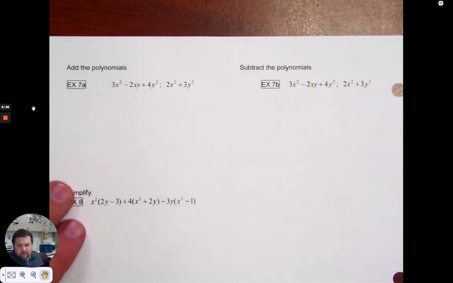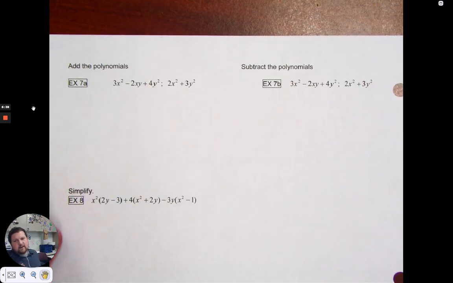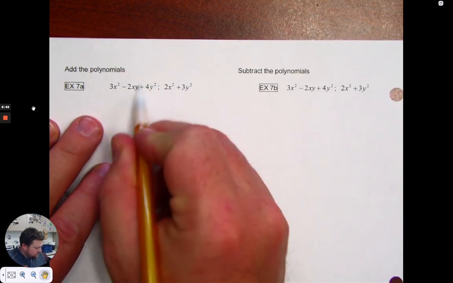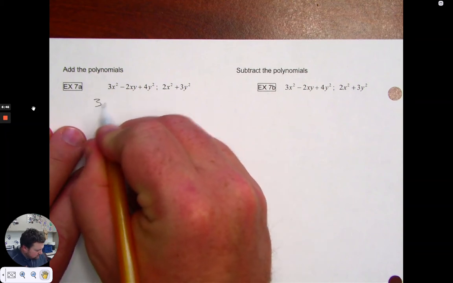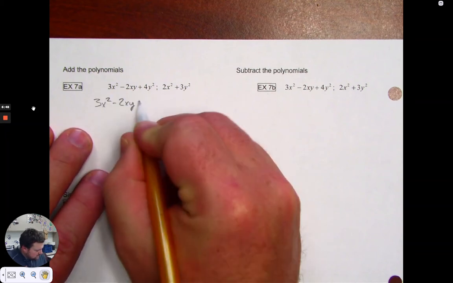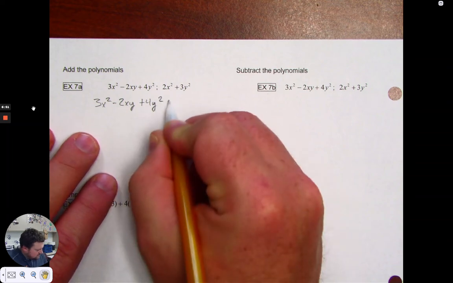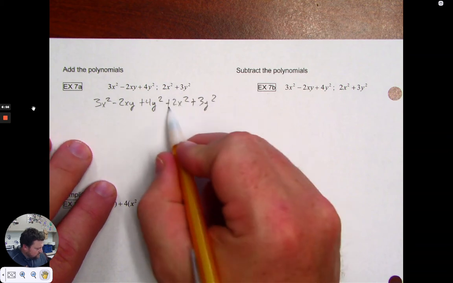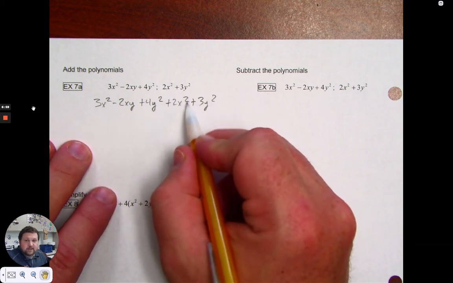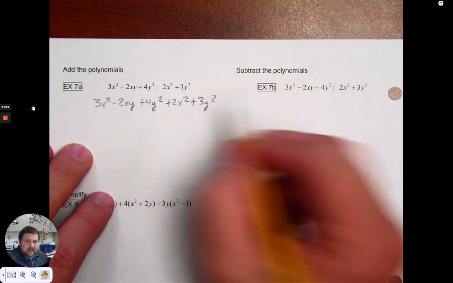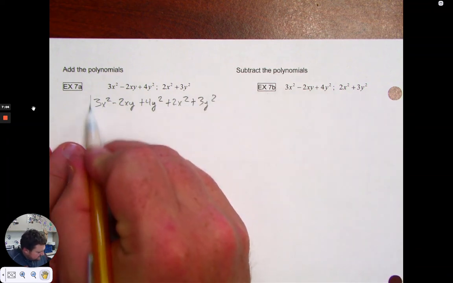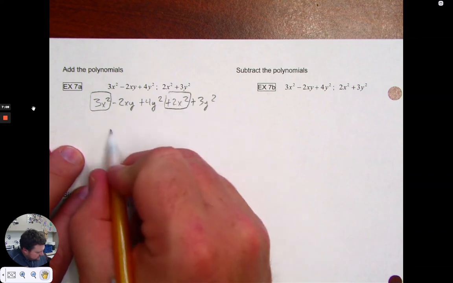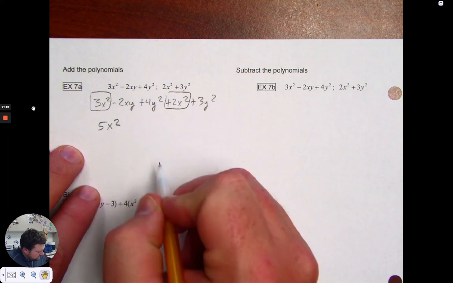Okay, on the back, the second part of this is just going to ask us to either add or subtract the polynomials. So here we're just simply adding this polynomial to this polynomial. So 3x squared minus 2xy plus 4y squared plus 2x squared plus 3y squared. And because this is plus, we don't have to worry about distributing negative or anything, so we can just go right into actually combining like terms. So I have this 3x squared, then I have this 2x squared. Those two can come together to give me 5x squared.